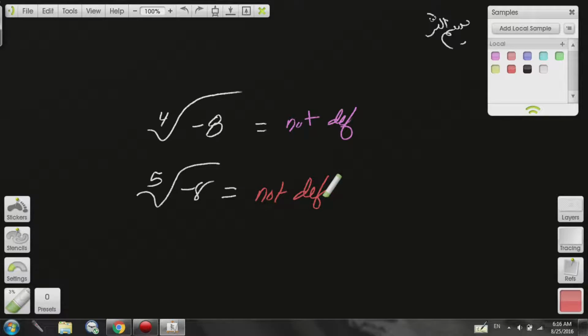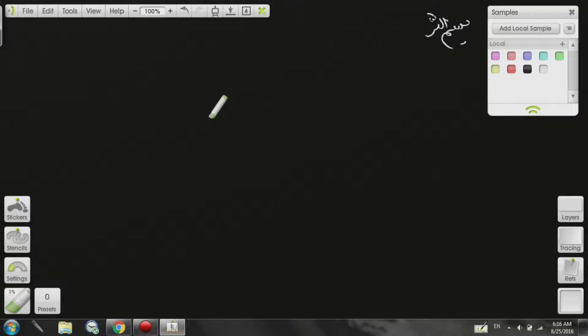Yes, the fifth root of a number is defined. So as a summary then, the nth root of some number A is defined if it is a positive or a negative number, if n is an odd number, and if n is an even number, it has to be a positive number. Okay, so that's that.